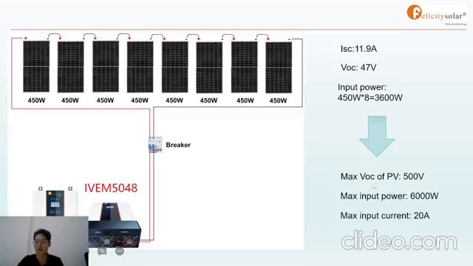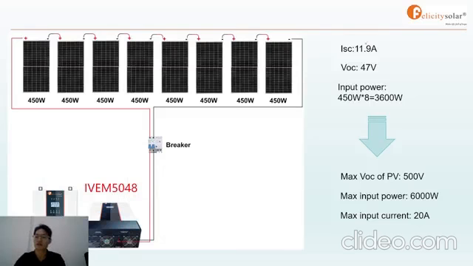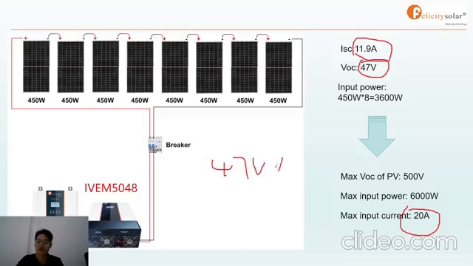You can see the maximum VOC of PV is 500. The maximum input power is 6,000. The maximum input current is 20 ampere. So you can see that this ISC is smaller than 20. This voltage, the 47 volts times 8, is less than 500 volts.